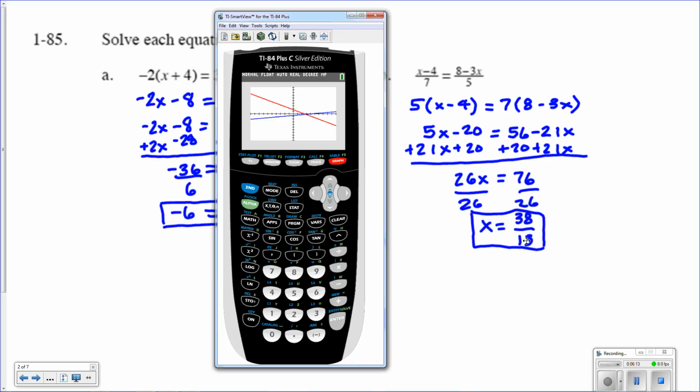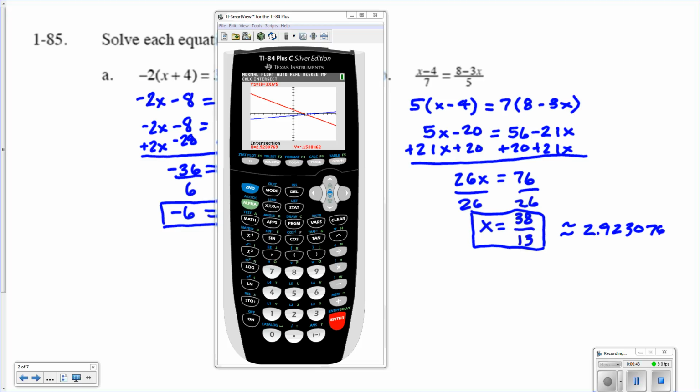now it looks like here it's going to be pretty close to that, but since it's not a whole number and we can't just double check on the table, we'll go ahead and do our intersect function. Second trace, number 5, enter, enter, enter. We get about 2.9230769, which is about the same thing. You could round it, not a big deal.